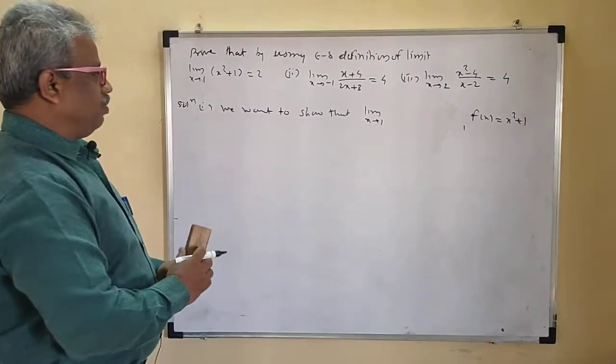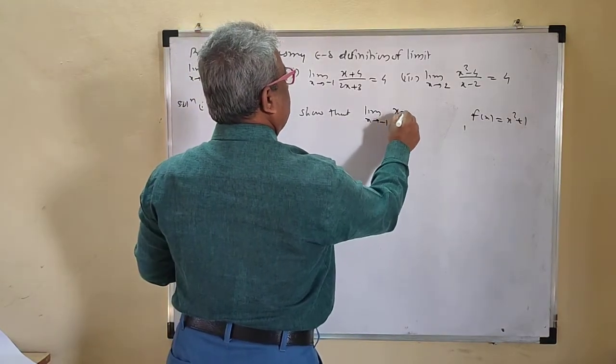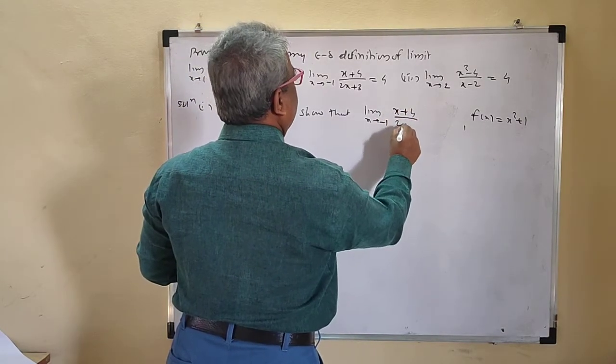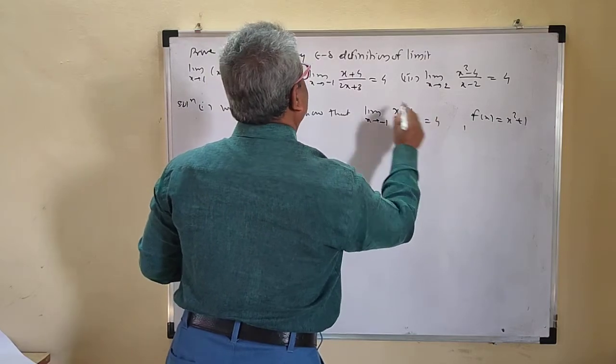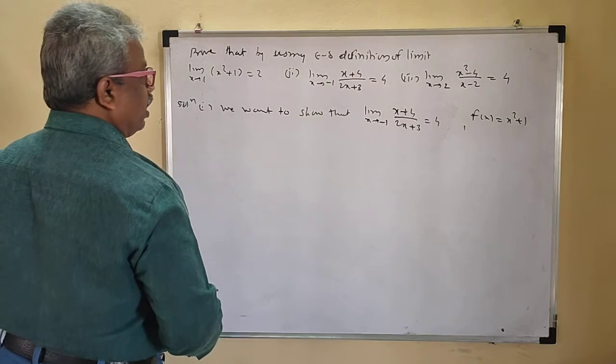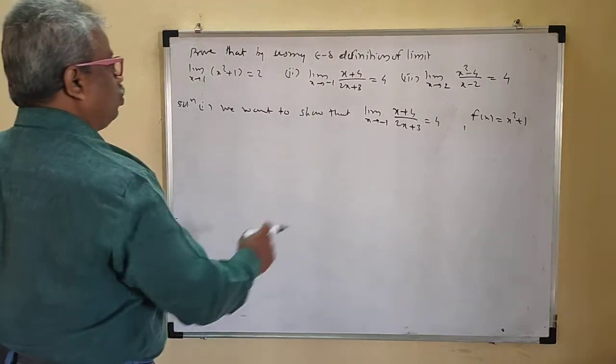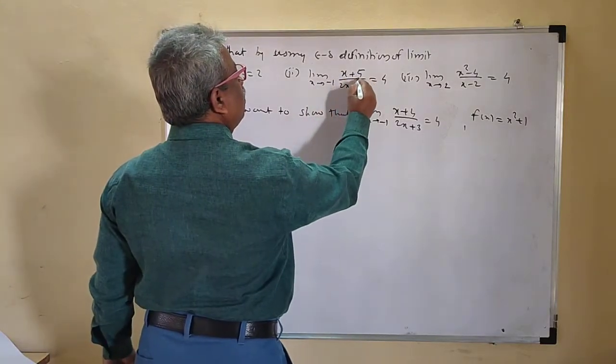We'll take the second problem. Limit x tends to minus 1, x plus 4 upon twice x plus 3. Is it correct? I think the problem is wrong here. So x minus 1, it should be 5. No, this should be the 5. Okay, so this is 5.